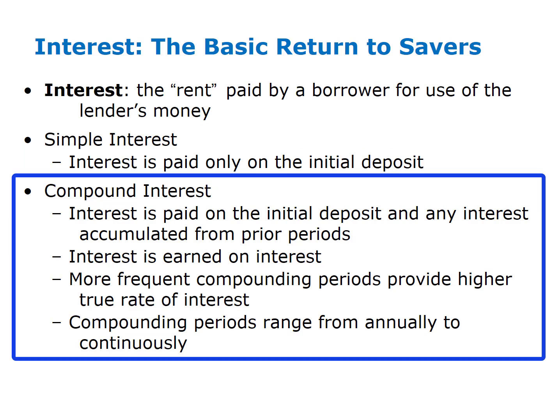Compound interest is what makes your money grow faster since you earn interest on your interest. 5% compounded annually on a $100 deposit grows each year. So in year one, $100 times 5% is $5. Your total is now $105. Year 2, 105 times 5%. Your new total is $110.25. Year 3, so on.